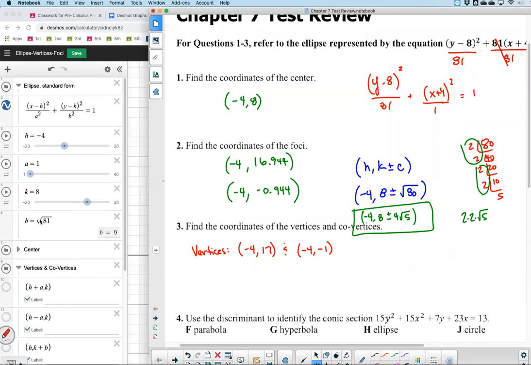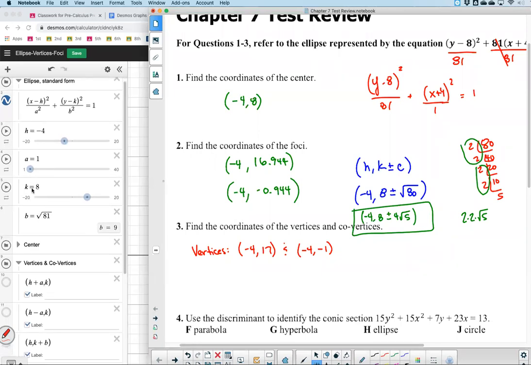By the way, that's because A is 9. If you look up here, or excuse me, K, no, where is it? B is 9. According to the formula, you go up and down 9. You go up and down 9 from the center. That's how you get those values. 8 plus 9 is 17. 8 minus 9 is -1. That's how I got those.